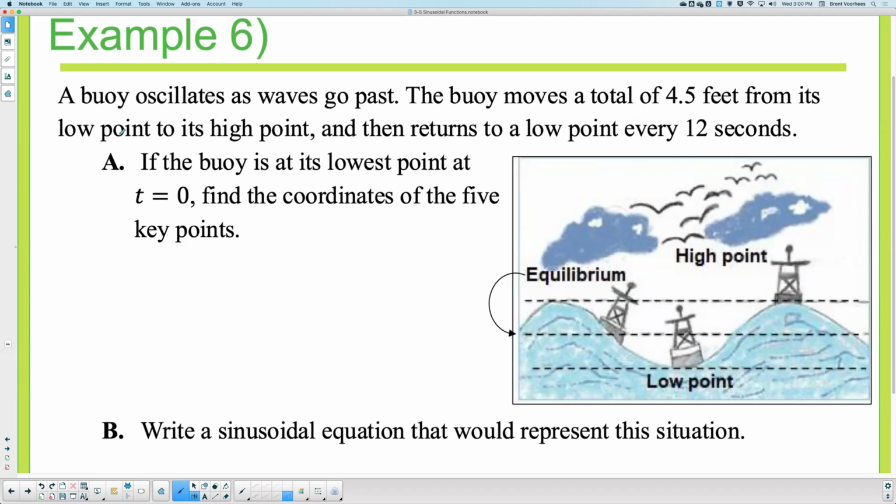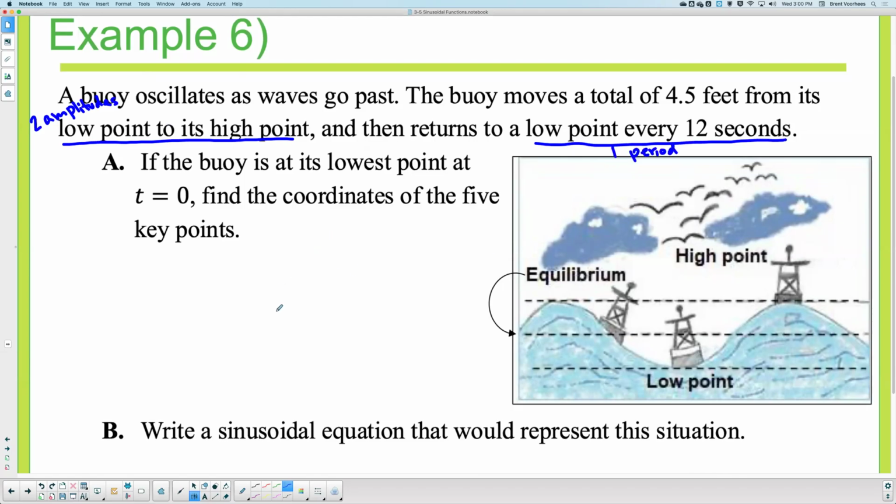So from its low to high, it's 4.5 feet. Now, low to high would be twice the amplitude. Okay, so I want you to think about that. Low to high would be 2 amplitudes. All right, whereas returning to a low, this would be 1 period. So low point to high point, that is 2 amplitudes, because remember, it's top to bottom divided by 2. So that's 2 amplitudes. And low point every 12 seconds, that's going to be 1 period.